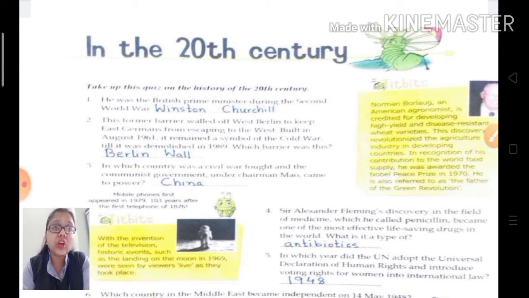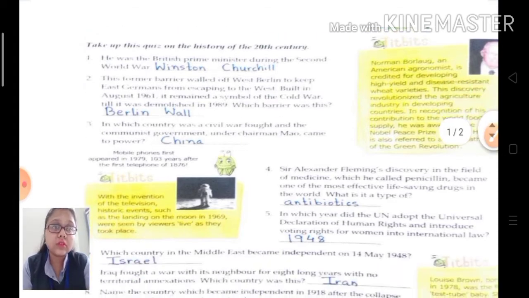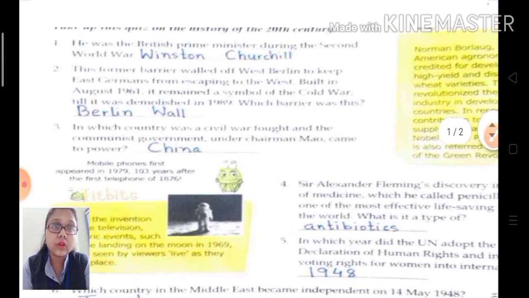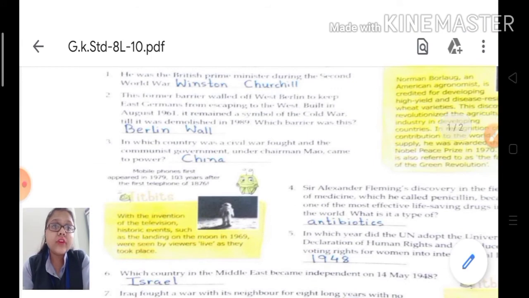Okay, now next, number 3. Number 3 is, see here, it is written. I think I have to zoom in. In which country was a civil war fought and the communist government under Chairman Mao came to power?